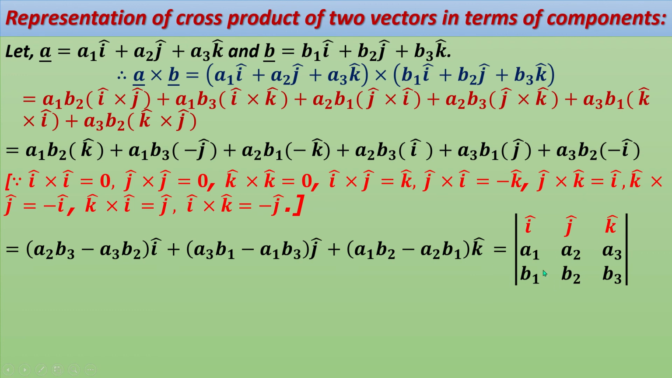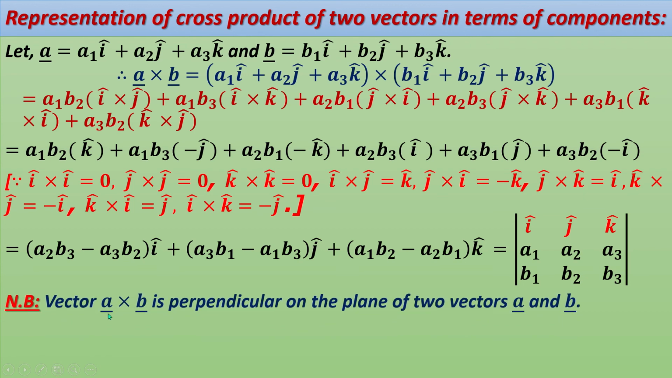Okay, so this is the determinant form, and for solving related math we will use this formula. That means for cross multiplication we will use this formula. Clear everyone?